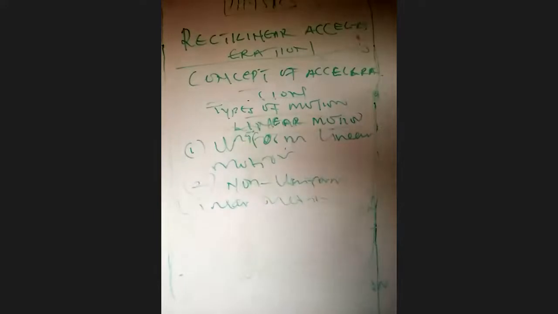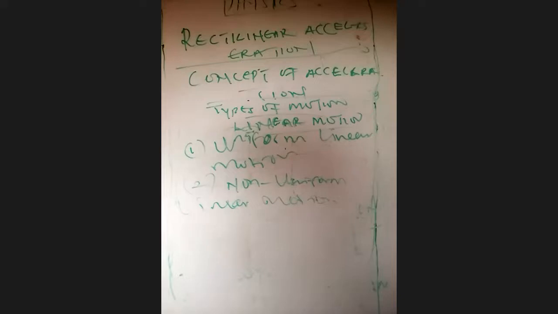Now, we talk about uniform linear motion. So, what is uniform linear motion? An object is said to undergo uniform linear motion if the rate of change of displacement or velocity is constant, no matter how small the time interval may be. So that is uniform linear motion.